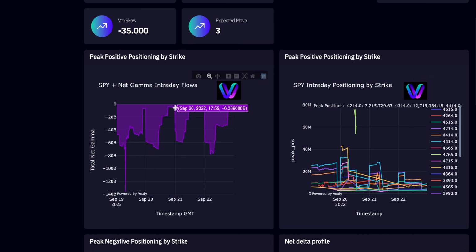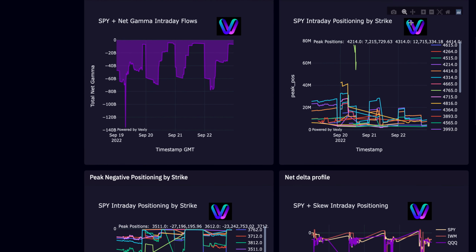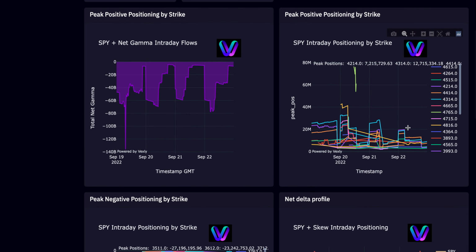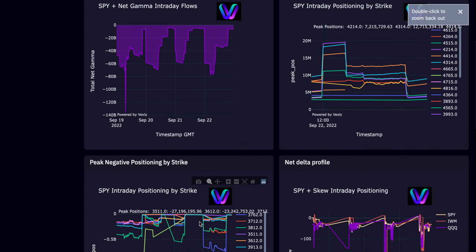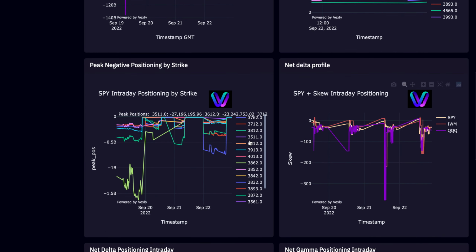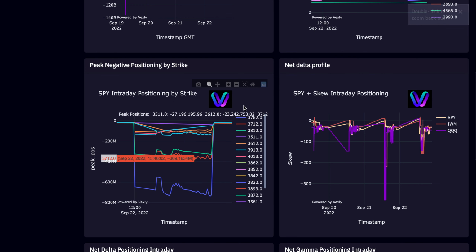Anything else to look at? Nothing else there. So the next part is just looking at peak positioning overall. How do you trade with this stuff? You've got your positive positioning and your negative positioning.